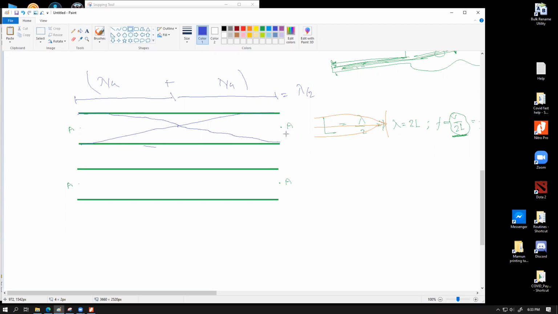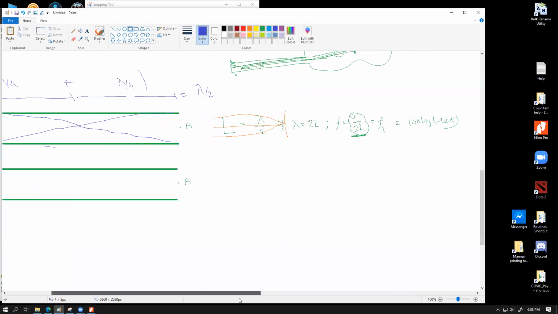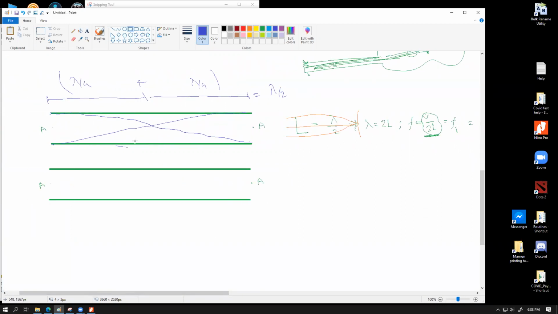So this is the first scenario for which we could get a stationary wave in a both side open tube.